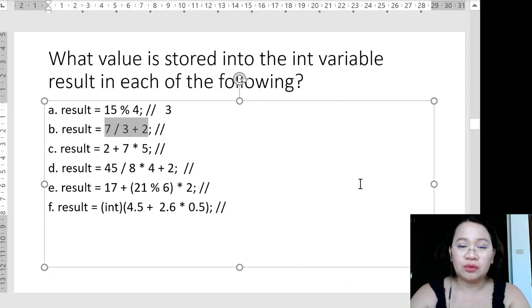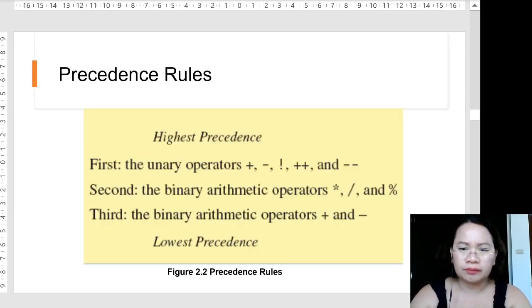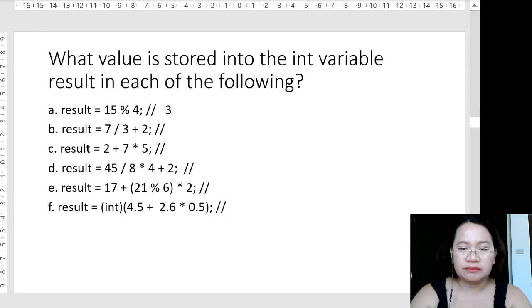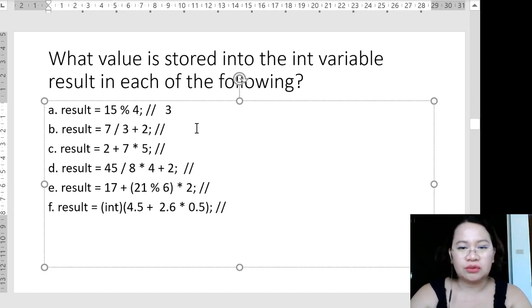Now next, in this expression here, you have two operators, and the two operators, division and addition, have different precedence rules, no? So based on this table, the division has higher precedence over the addition. That's why when we evaluate this one, we will do the division first, then the result we add.